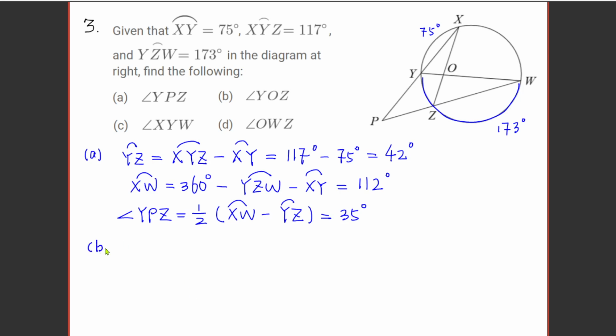Okay, second question, we need to find angle YOZ. Angle YOZ can be given by 1/2 of the sum of XW plus the arc YZ, right? And this is 77 degrees, right? For the third question, angle XYW is actually 1/2 of the arc XW. Can you see that?